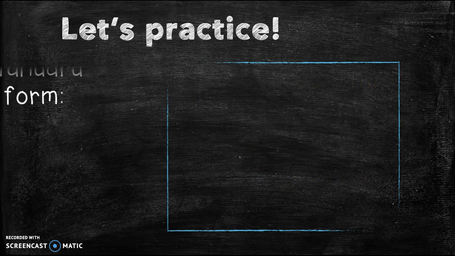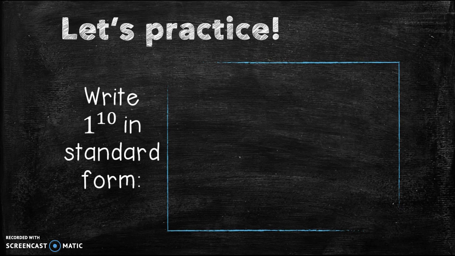Let's try another one. We're going to write 1 to the 10th in standard form. Go ahead and pause the video and see if you can figure this one out on your own. I'll give you a little hint. You're going to want to use those properties of multiplication that we've been talking about, specifically the identity property. If you do that, you won't have to do any math. Okay, pause the video, see if you can write this in expanded form and standard form, and then come back and see if we have the same answers.